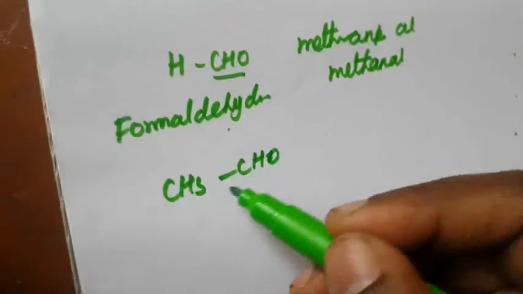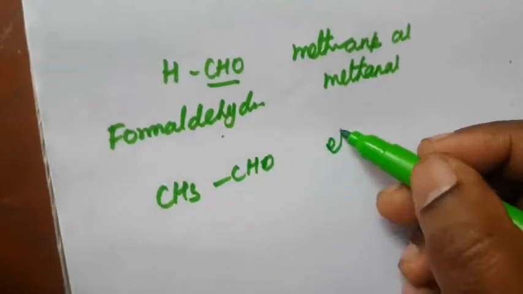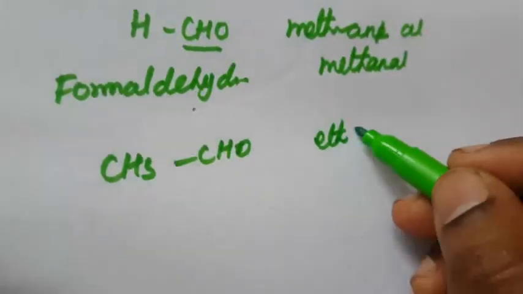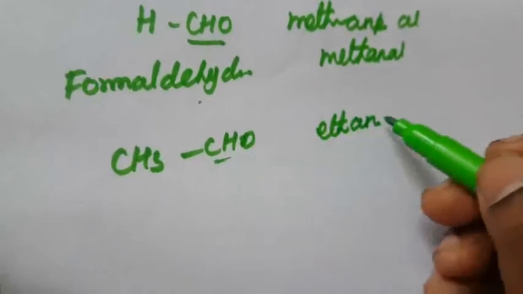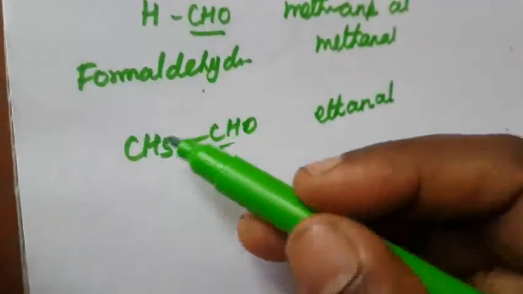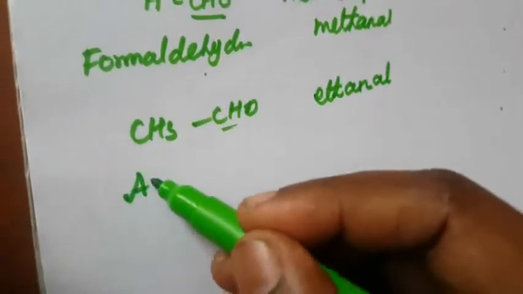Okay, then CH3CHO. How many carbons are there? 2 carbons. What is the root word? Eth. Is the compound saturated or unsaturated? Saturated. The suffix contains AN, aldehyde contains AL. Okay, so this is ethanal. What is the common name of this compound? Acetaldehyde.